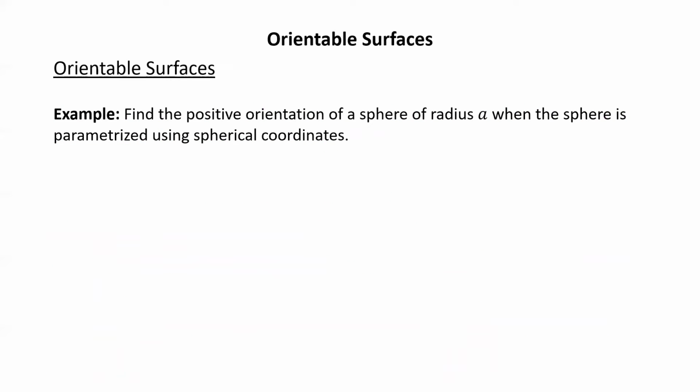Let's try an example. Find the positive orientation of a sphere of radius a when the sphere is parametrized using spherical coordinates. Go ahead and pause the video, try this example yourself, and resume the video to check your answer with mine. We start by parametrizing the sphere using spherical coordinates. r of phi, theta equals a sine phi cosine theta i plus a sine phi sine theta j plus a cosine phi k, where phi goes from 0 to pi and theta goes from 0 to 2 pi.